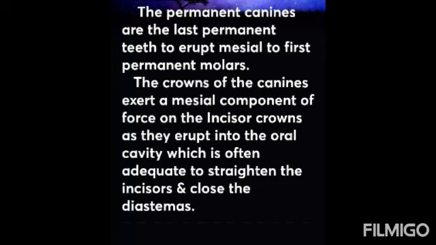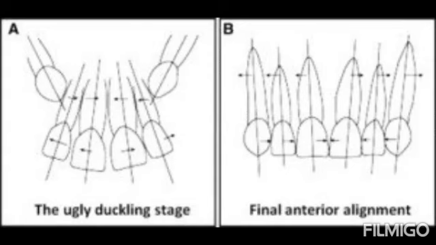So the Broadbent phenomenon, or ugly duckling stage, is complete after the eruption of the permanent canine. It is a normal developmental stage. It is not an anomaly.